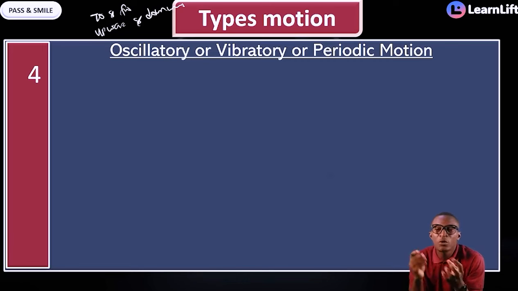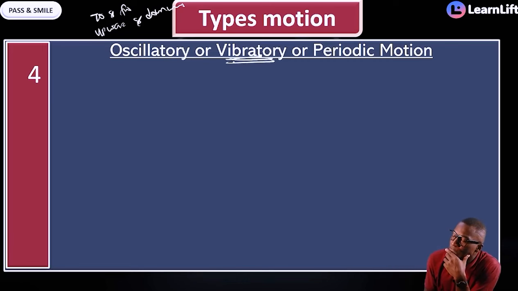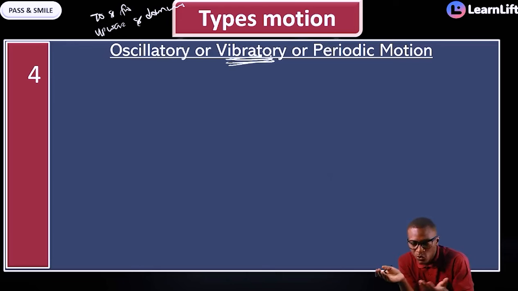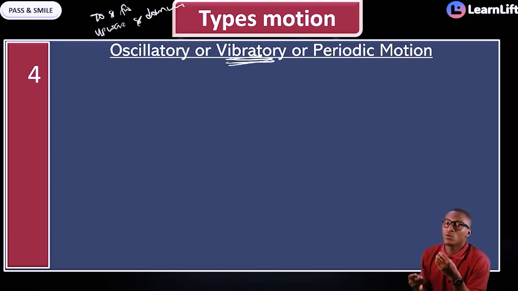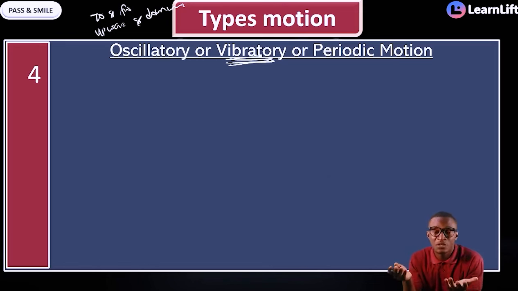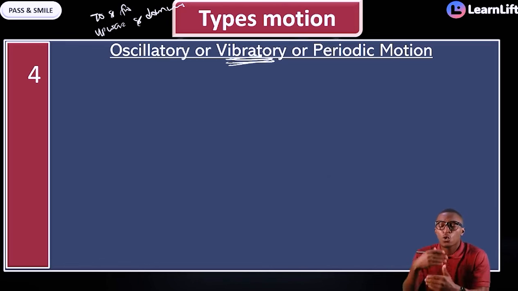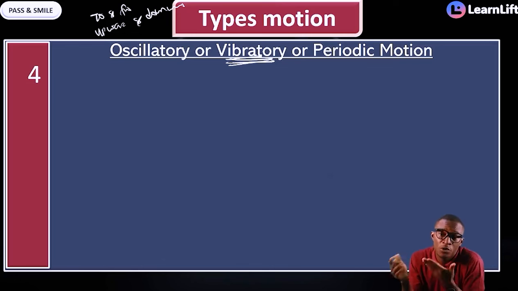Oscillatory, upward and downward or to and fro, is also called vibratory. Do you understand? So when a body is moving upward and downward and to and fro, it's vibrating. So that's oscillatory or vibrating. Now, in as far as it is occurring at regular intervals, it is called periodic.